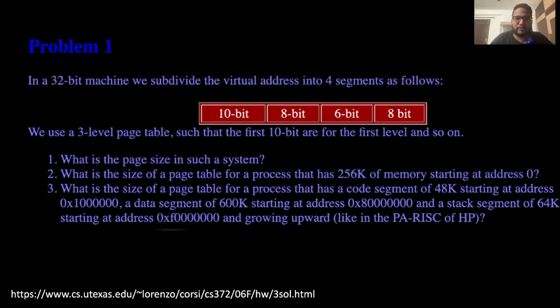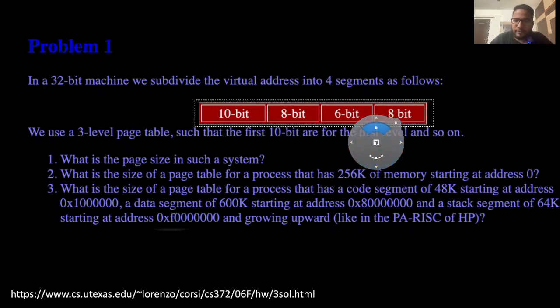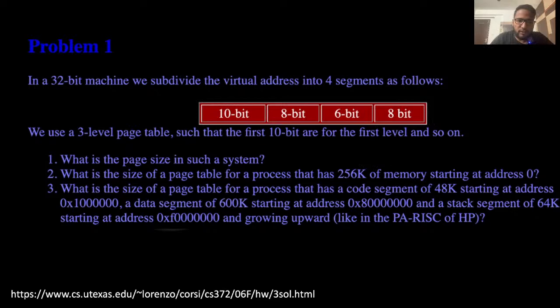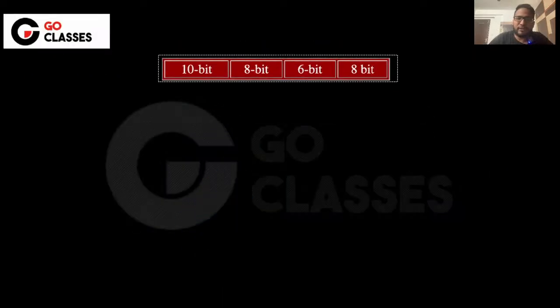I hope that is fine to everyone, right? Okay, let's get started. Now what they are saying: in a 32-bit machine, we subdivided the virtual address into four segments like this. So the virtual address split is given like this. Maybe I can copy this to the next page. So this is the address split that is given to us.